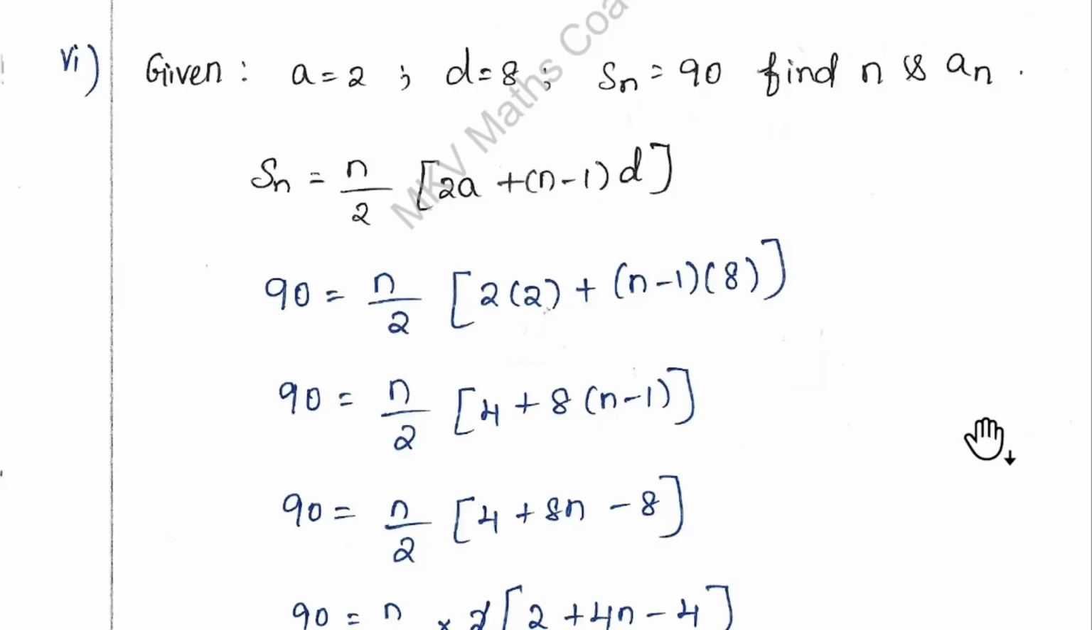Let us begin with the sixth question of third Roman in exercise 5.3. Here they have given a value, d value and Sn value. You need to find n and an, right? So to find n, what is the exact formula we can use with these known values? Can you check out your side column of four formulas?